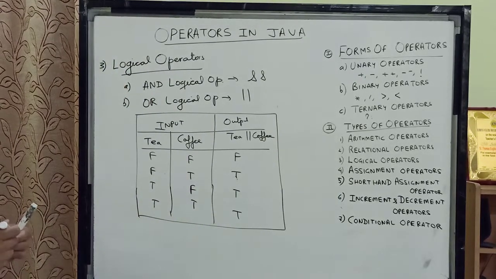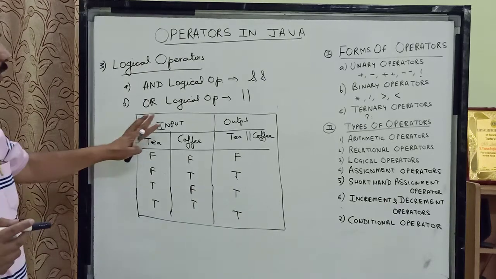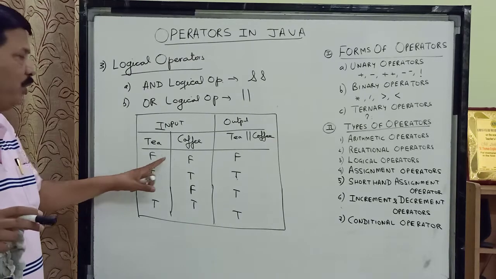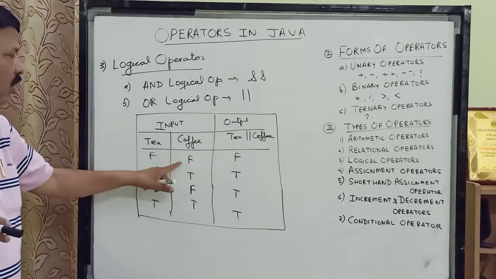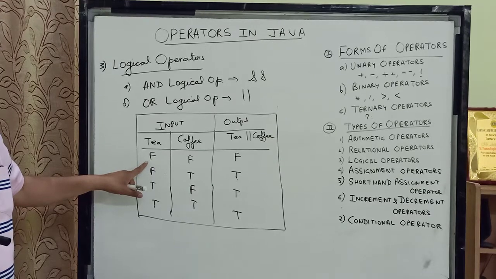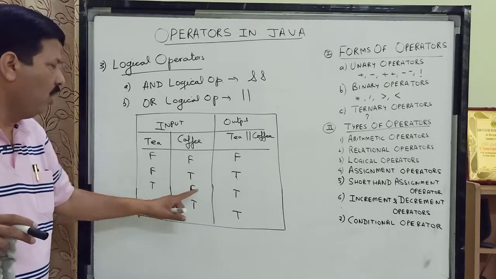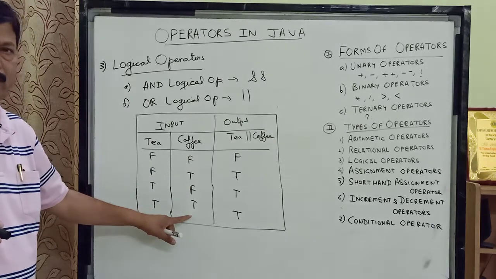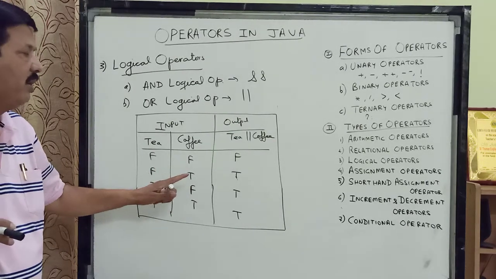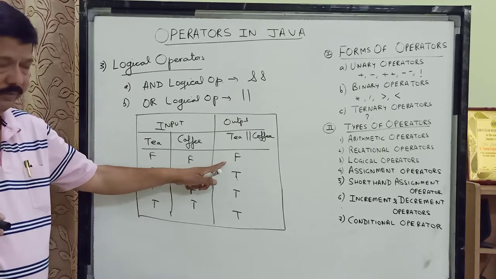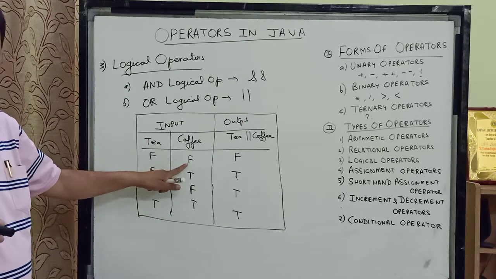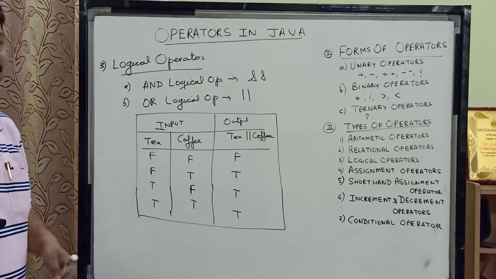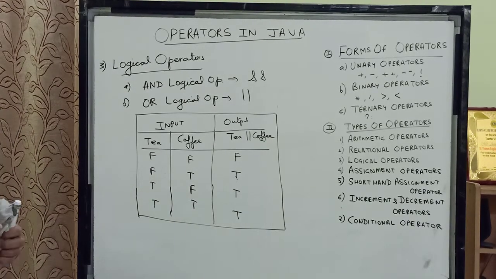So children, the definition of the logical OR operator says that the output will be false only when all the inputs are false, and the output will be true if any input is true or both the inputs are true. So the logical OR operator defines that the output is false when all the conditions are false. If any or all the conditions are true, the answer will be true.